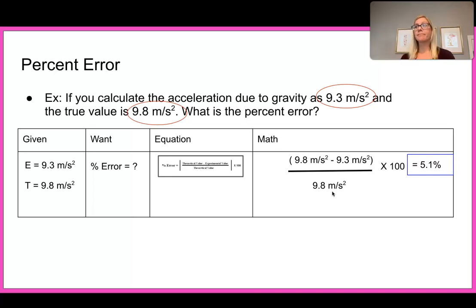By the way, that's really good if you only have about a 5.1% error in one of these problems. It means you are doing pretty A-okay with your experimental data.